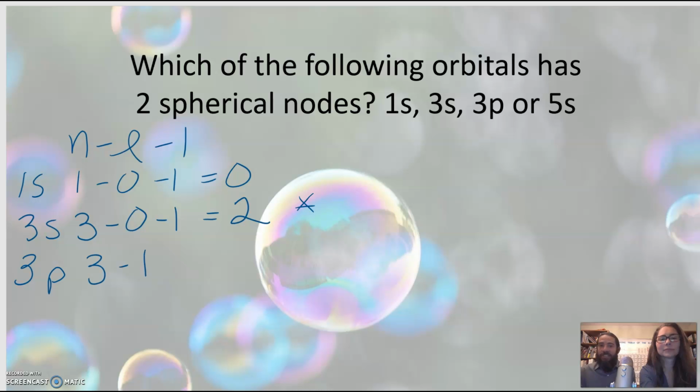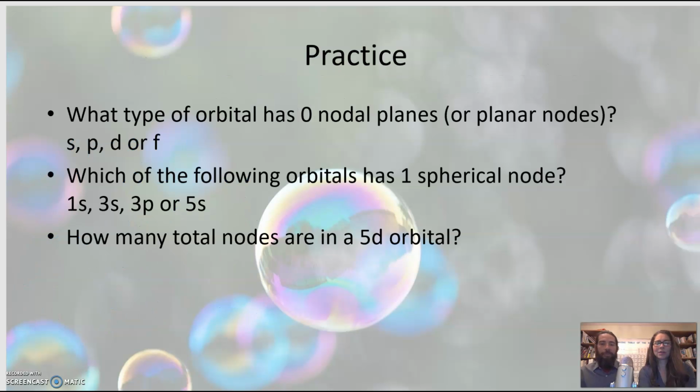Because this gets kind of interesting, really. When we look at the 3p, we've got 3 minus 1, L equals 1 for the p orbital, minus 1, and we have 1. We actually have a spherical node in the 3p, and it's kind of hard to visualize. Let's look at the 5s. We've got 5 minus L, which is 0, minus 1, so we have 4 spherical nodes in the 5s orbital. These are regions where electrons cannot exist. All right, so here's the practice.